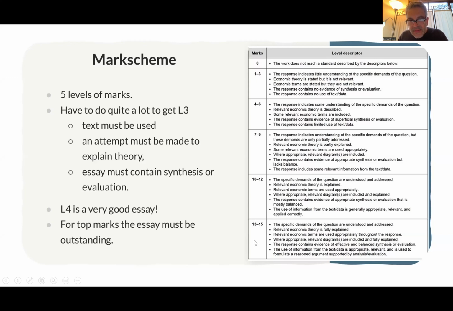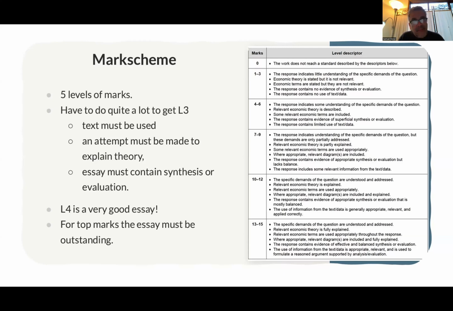It says, relevant economic theory is fully explained. The demands of the question are understood. Relevant economic terms are used. Relevant diagrams: remember always to use a diagram if you think that the diagram can be used, okay? There is no wrong diagram as long as you are using it and supporting your arguments with a diagram, okay? As long as the diagram is correctly labeled, for sure. But my suggestion is to use diagrams as much as possible.